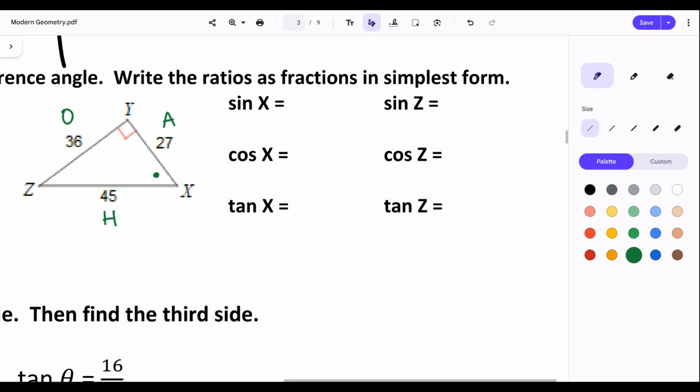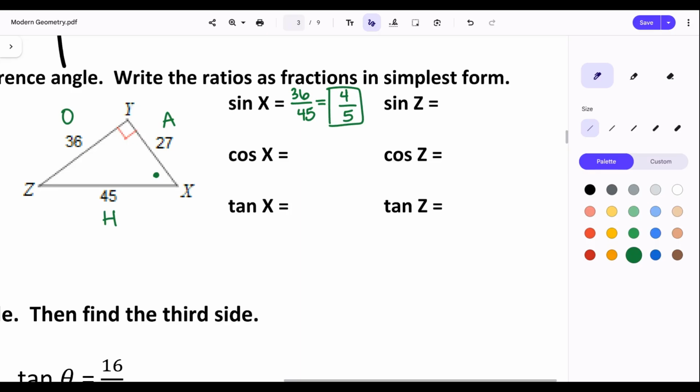Good. All right, so for sine, how did you set up your fraction? Could be 36 over 45. Now, could you reduce that at all? You should be able to take a 9 out of both. So if you divide both of them by 9, this reduces to 4/5. And that's where I would want you to leave your final fraction, okay?